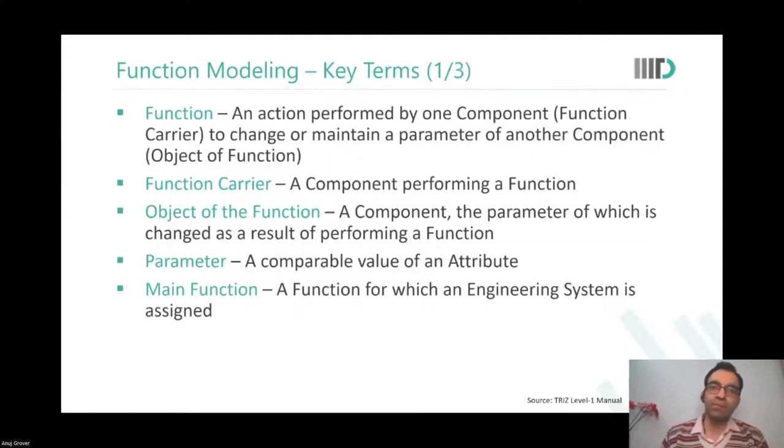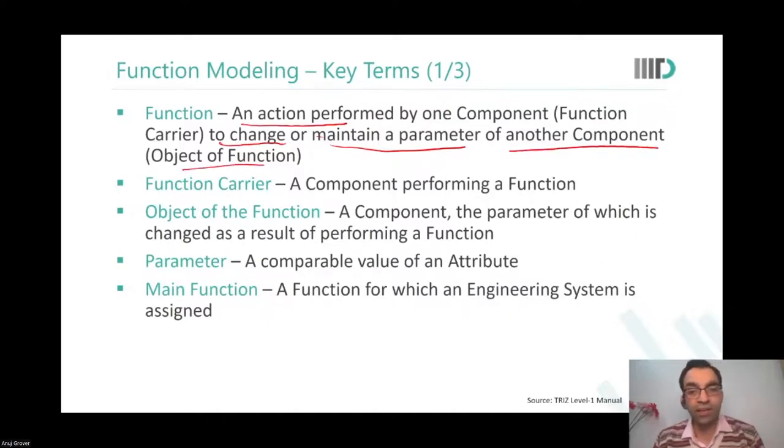So some key terms: a function is an action performed by one component to change or maintain a parameter of another component, which is called the object of the function. Function carrier is the component performing the function. Object is the component whose parameter is being changed as a result of performing the function. Parameter is a comparable value of an attribute.